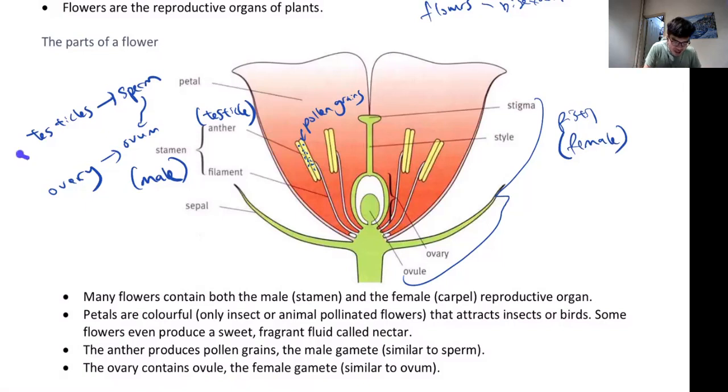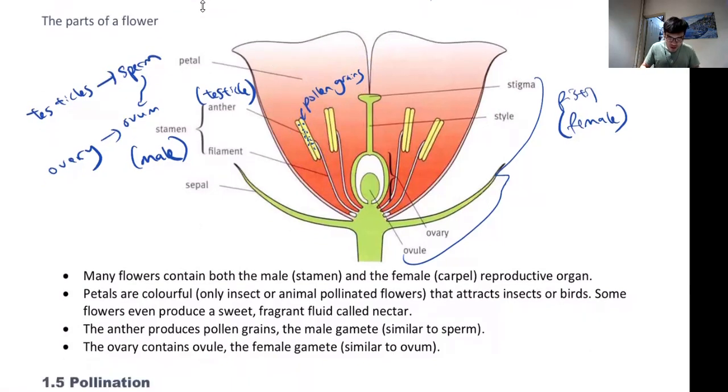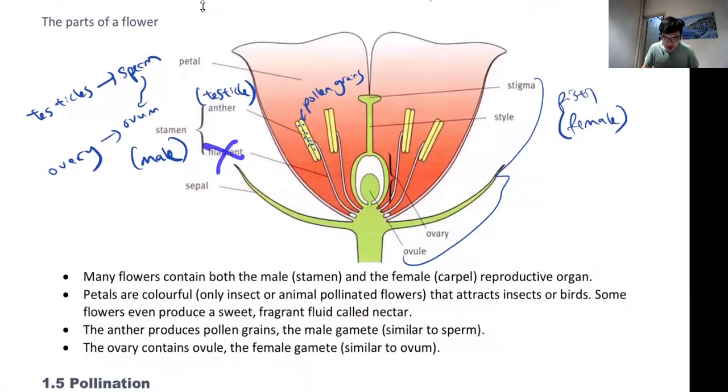Okay, our testicle produce millions of sperm. Their anther will produce millions of pollen grain. You see, same thing. It's the same thing. Okay, so now, what about the female part? Okay, so that's why I say this filament is not important. Okay, what about the female part?